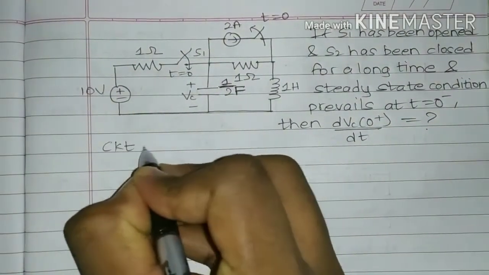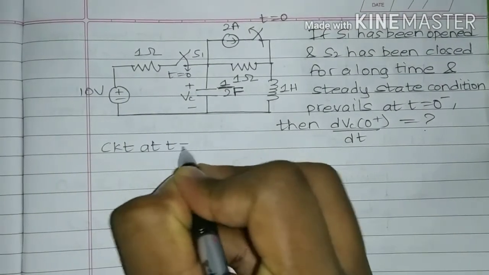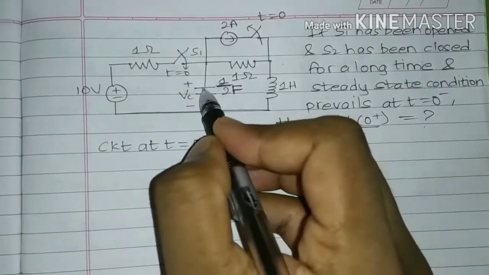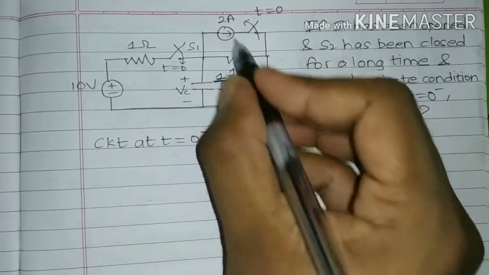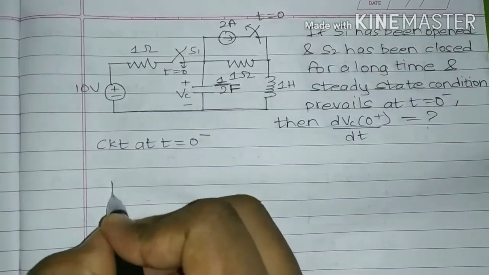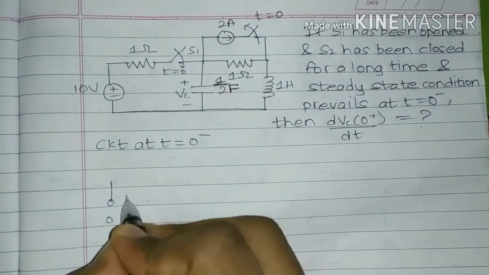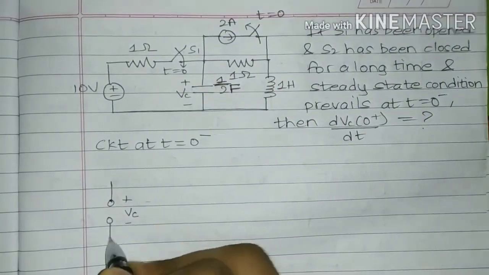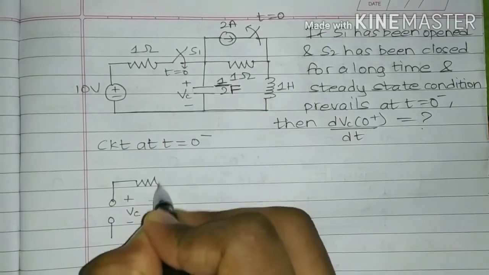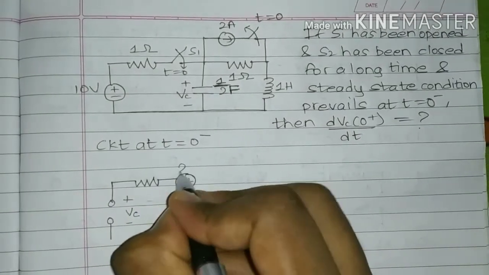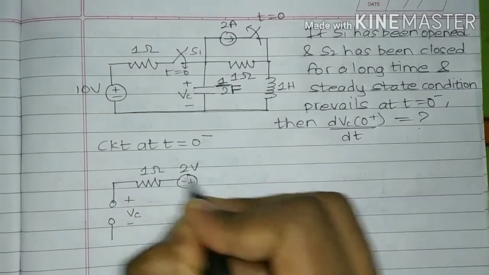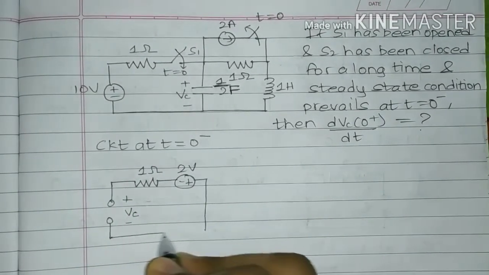First of all, let's draw the circuit at t is equal to 0 minus, that is when the circuit attains steady state. So capacitor acts as short and inductor acts as open circuit. Now by source transformation, the 2 ampere current source can be converted into a 2 volt voltage source in series with the 1 ohm resistor. 2 volts, 1 ohm, and the inductor will be short circuited.